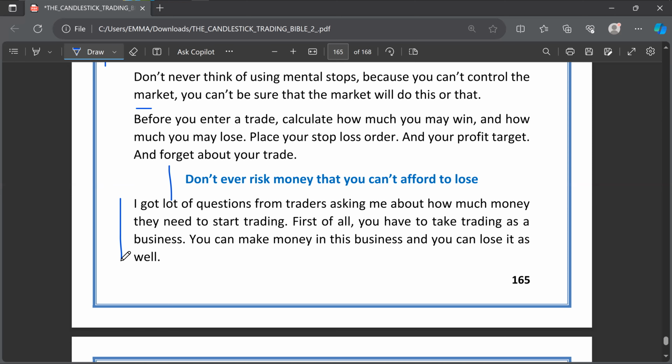First of all, you have to take trading as a business, right? Take trading as a business. You can make money in this business and you can lose it as well. So trading actually is a business. Like the way businesses start and then they collapse, they start and they collapse. It's the same thing with this. You can start and you fail, you start, you fail, you start, you fail. You have to keep doing until you become what? Ready. You become profitable.